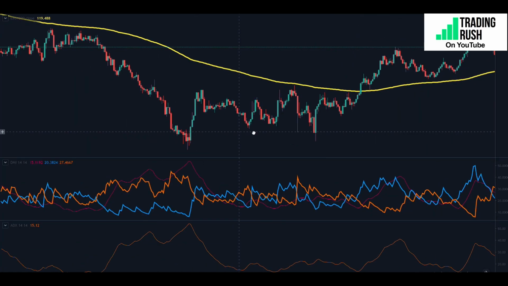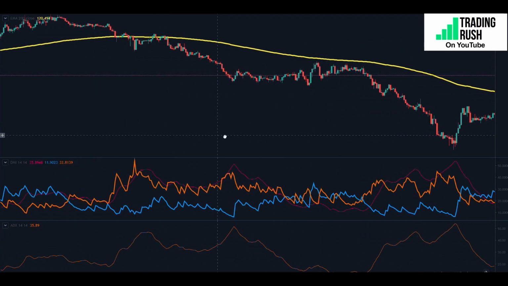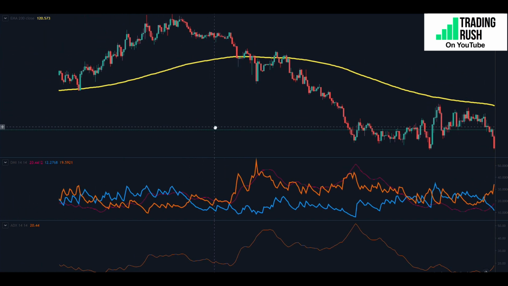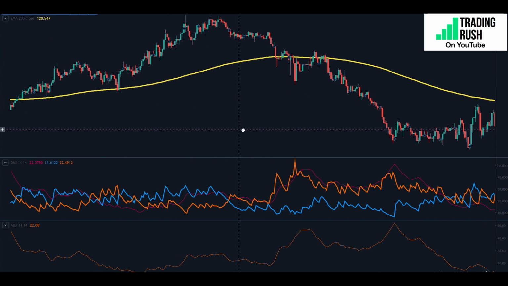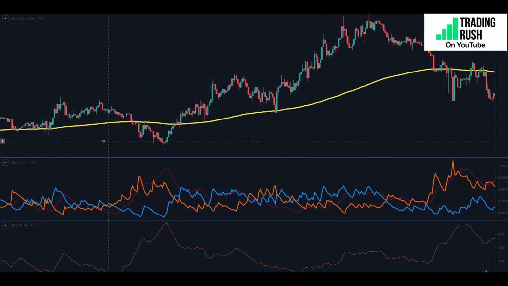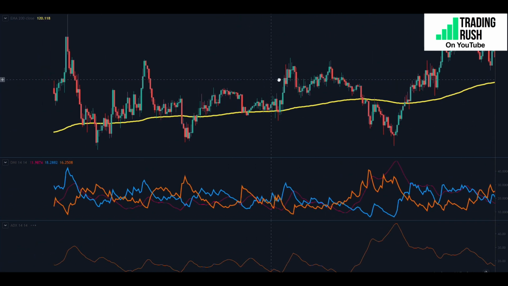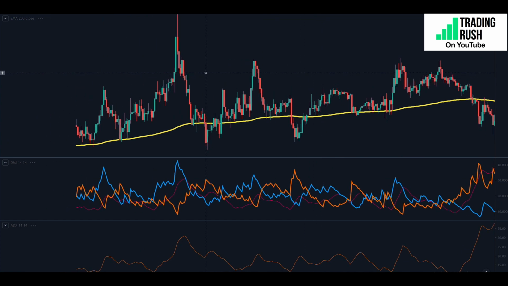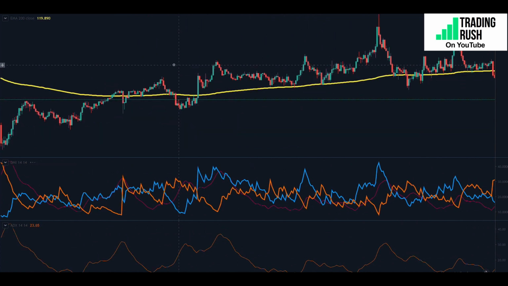Is this the best indicator for trend traders? Let's see. In this video you will learn about the average directional index indicator and the DMI indicator. It is pretty popular among the new traders because it not only shows the strength of a trend but also the direction of the trend.